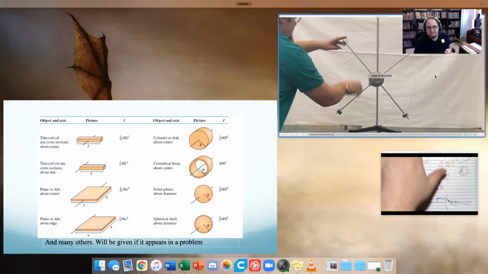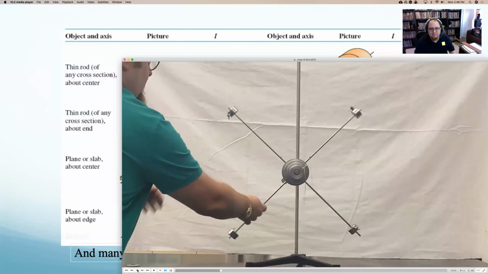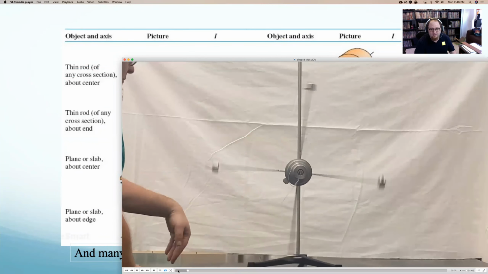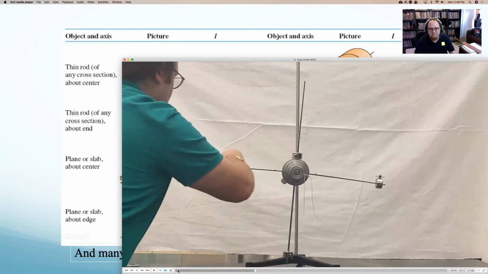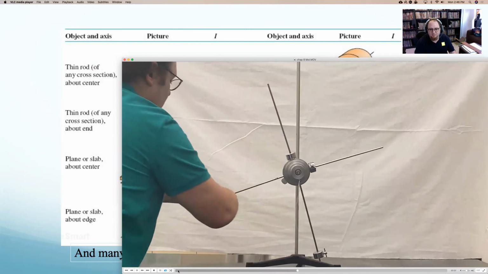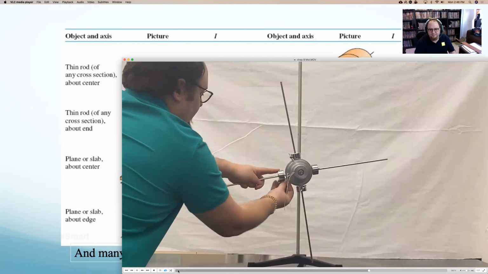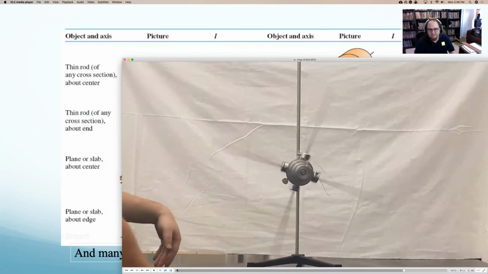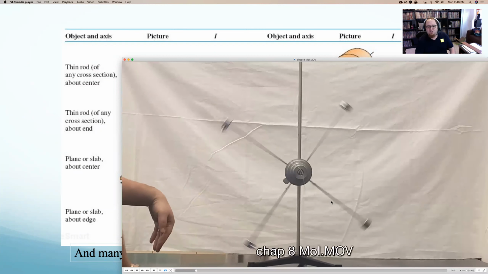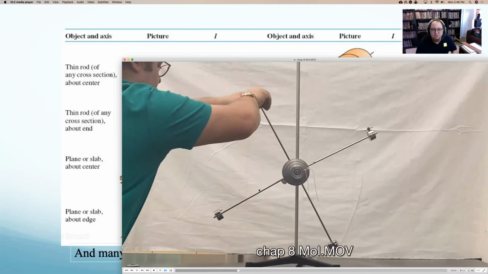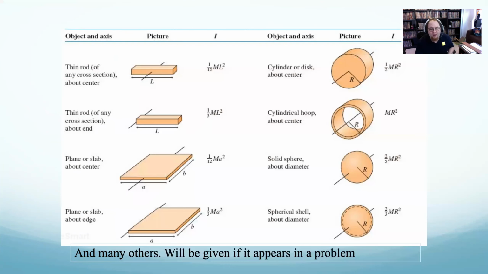That's why I can spin this thing really easy when these masses are at the end, it spins kind of slow. But if I put these masses into the middle, it spins faster because I'm changing the moment of inertia. It's not just what the masses are, it is where the masses are.